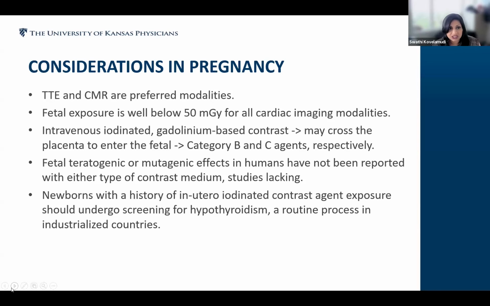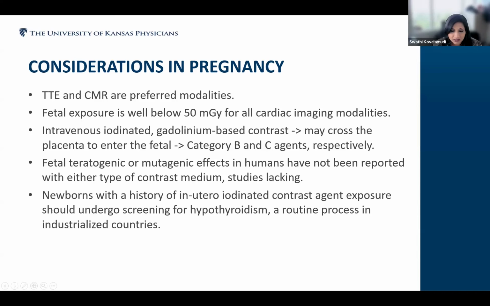And a few considerations in pregnancy. Transthoracic echocardiograms and MRs, which is MRI, are preferred in pregnancy primarily because they are non-radiation modalities. The fetal exposure for all cardiac imaging modalities, even the ones that involve CT and radiation, is actually below 50 milligray, which is considered to be the cutoff for deleterious effects on the fetus. However, when we take into account the cumulative radiation, we obviously want to keep it as minimal as possible.